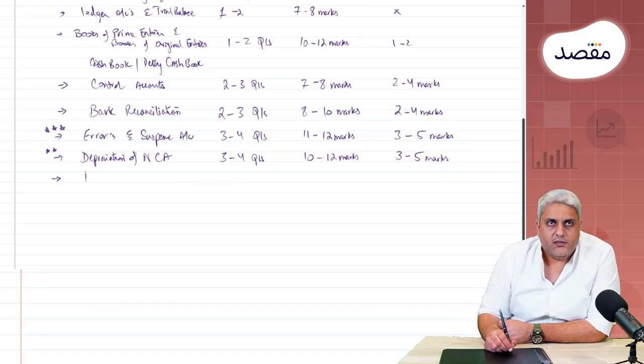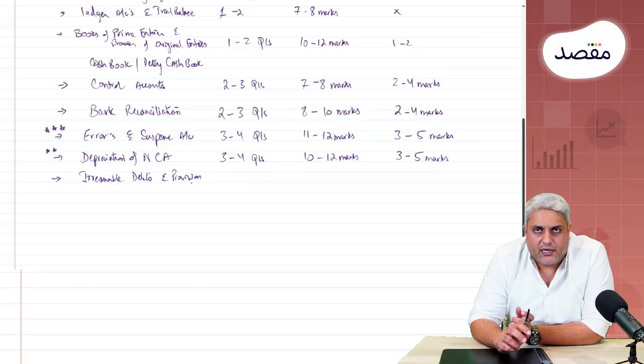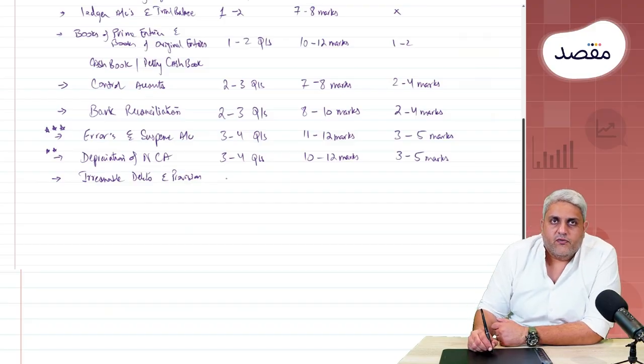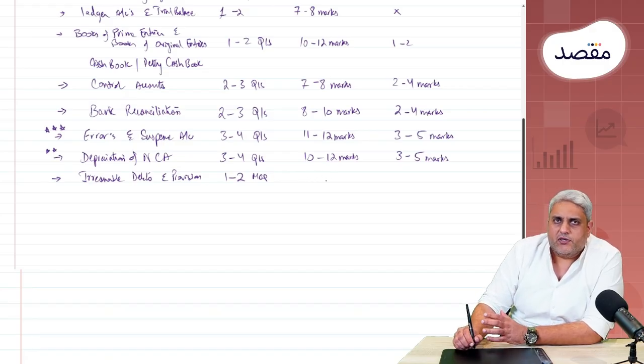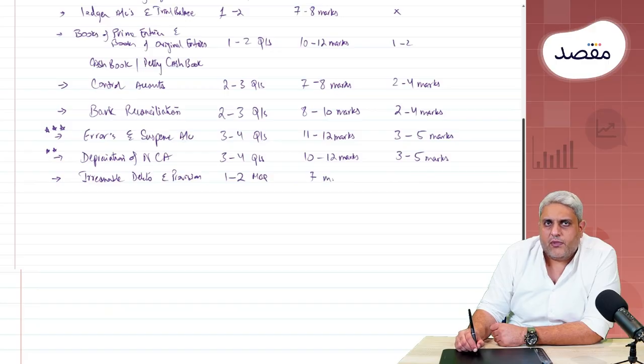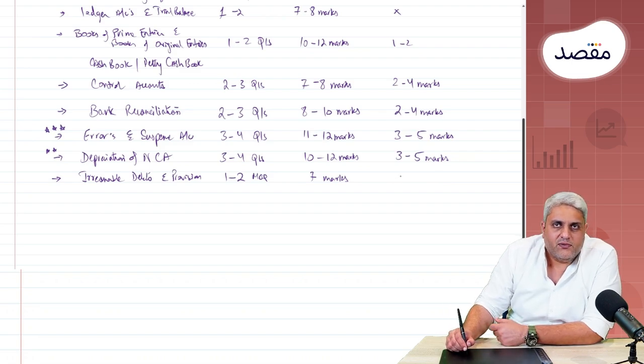Moving on, it's irrecoverable debts and provision. This gets tested as an adjustment. This gets also tested as a question. 1 or 2 MCQs, and if it gets tested, the examiner won't give you a full-fledged 10-15 mark question on this, maybe 7 marks max. And theory, yeah, reason for bad debt, क्यों कोई भाग गया, ठीक है, क्यों कोई irrecoverable हो गया, 2 to 3 marks maybe, right?